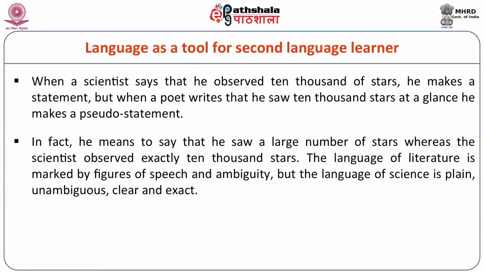He had some other point to convey, another feeling to convey, and that he conveys through his pseudo statement. In fact, he means to say that he saw a large number of stars, whereas the scientist observed exactly 10,000 stars. The language of literature is marked by figures of speech and ambiguity, but the language of science is plain, unambiguous, clear, and exact. So while communicating, the second language learner should know for which purpose he is communicating. He is using language as a tool.